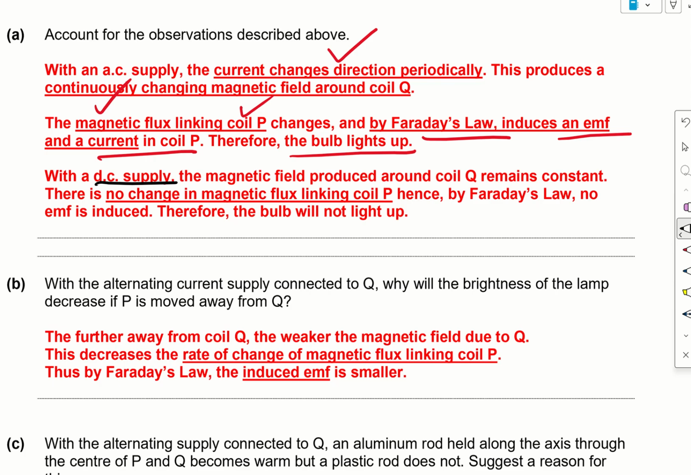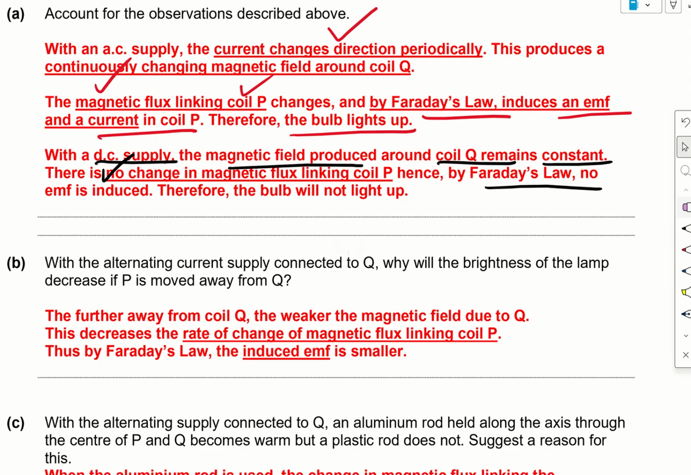So with a DC supply, the magnetic field produced around coil Q remains constant. So this is like your previous question, question 2. There is no change in magnetic flux linking coil P. Therefore, by Faraday's law, no induced EMF.